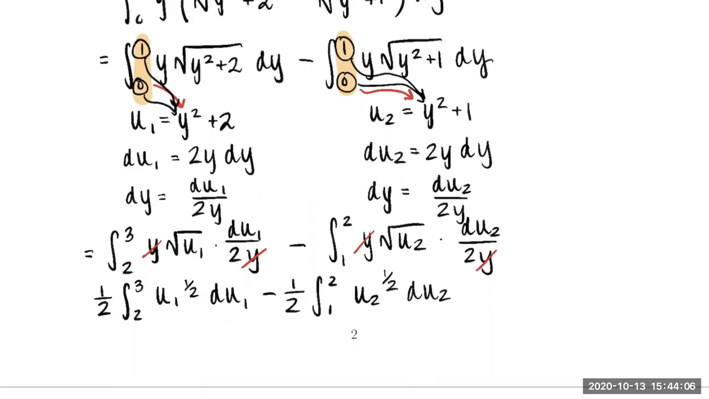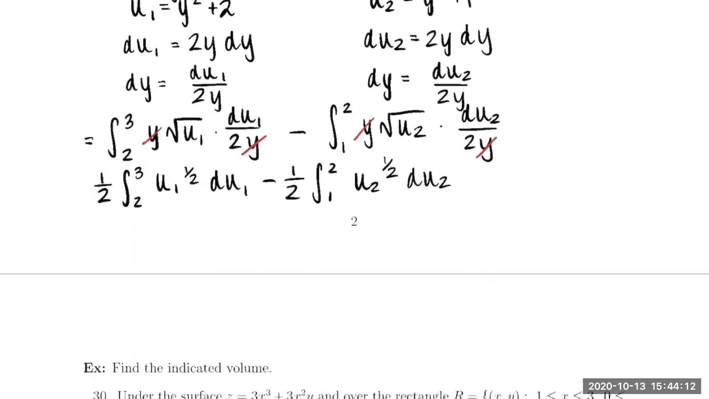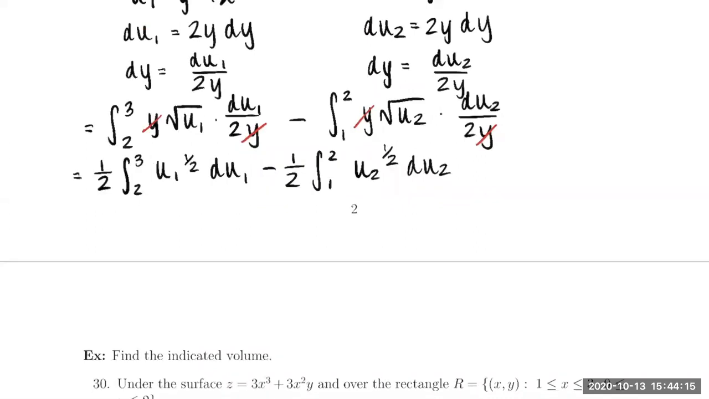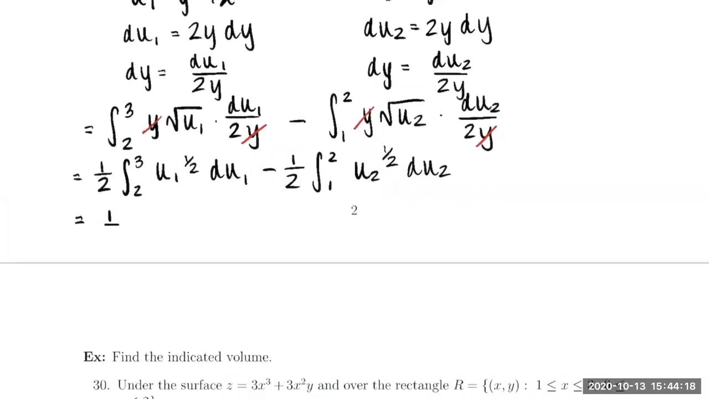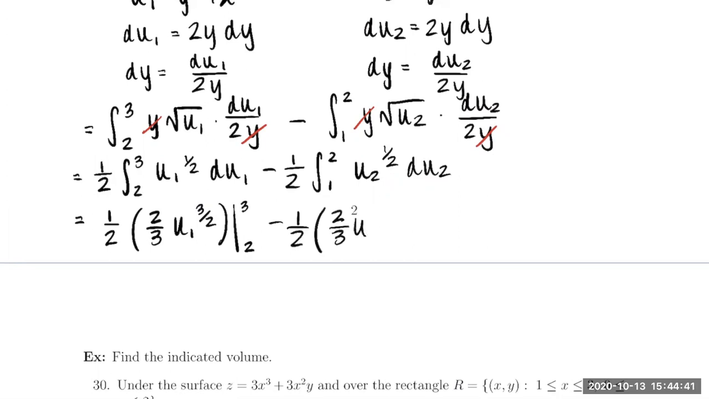All right, so now we're in good shape. We can just integrate directly. And I'm going to run out of room, so I'm going to have to write on the margin here. So we have 1/2. And then when I integrate, I add 1 to the exponent, 3/2, multiplied by the reciprocal, 2/3 u1 to the 3/2 power. And this is where u1 is ranging from 2 to 3, minus 1/2. Same thing here, 2/3 u2 to the 3/2 power. And this is ranging from 1 to 2.